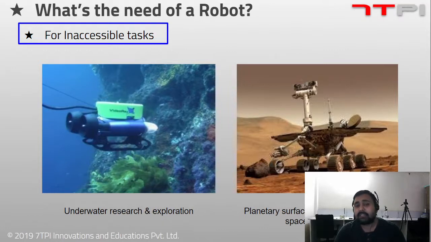The same case we can consider for space. We can send a robot for space exploration. Here we can see an image of two different kinds of robots. The first one is for underwater research and exploration, and the second one is a Mars rover which is on the surface of Mars. As of now, humans are not going to Mars; they have just landed on the moon. So to do research and exploration, we can send a robot to Mars.